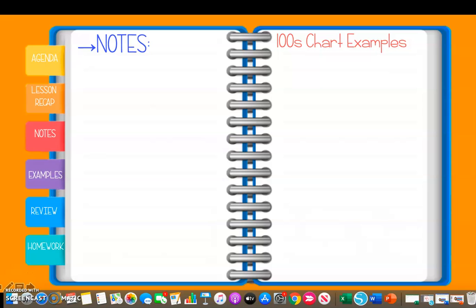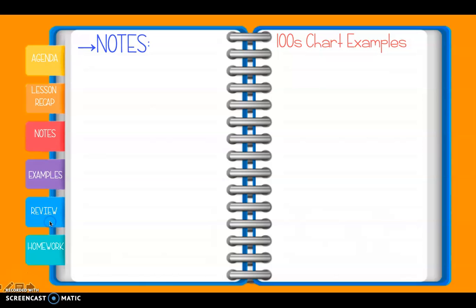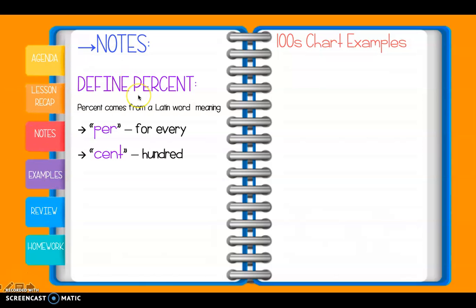All right, guys, today we talked about percent, and we talked about how percent is a rate or a ratio out of 100, okay? So, first thing, when we're going to define percent, percent comes from a Latin word, and when we break it down, per means for every, and then the word cent means 100. So, when we are talking about percent, we're talking about the ratio for every 100.